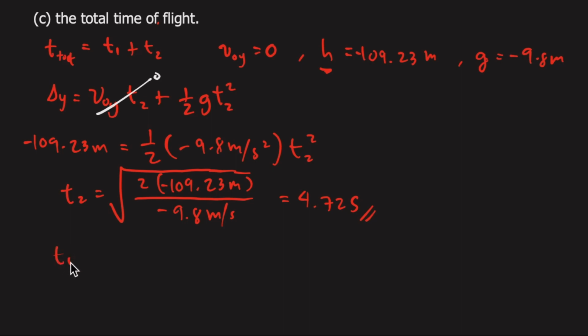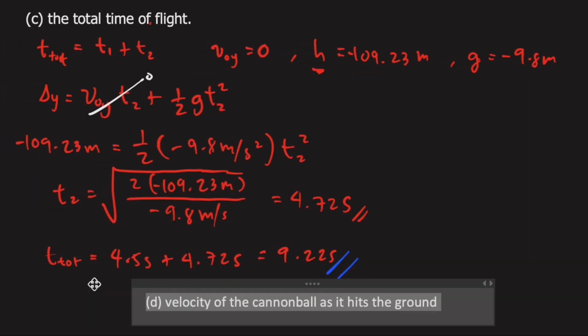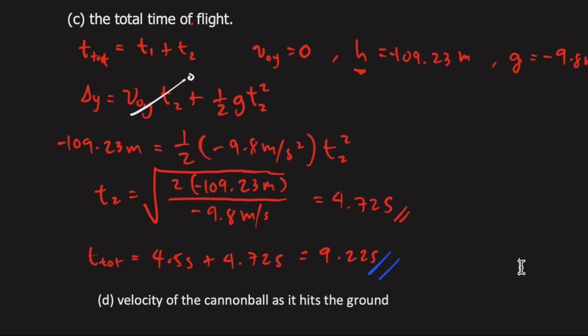Now to calculate the total time, that's equal to time 1, which is 4.5 seconds, plus 4.72 seconds, so that's equal to 9.22 seconds. So this will be our total time. So we're done with letter C. Now the next item is the velocity of the cannonball as it hits the ground. So that's actually the final velocity.